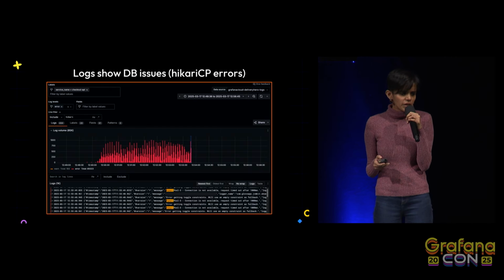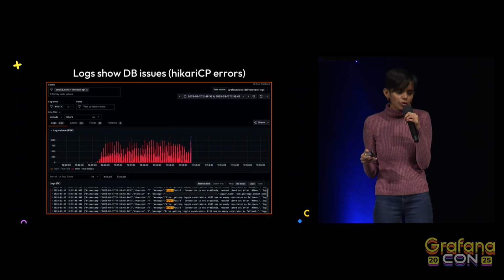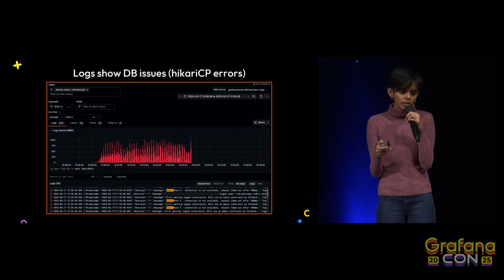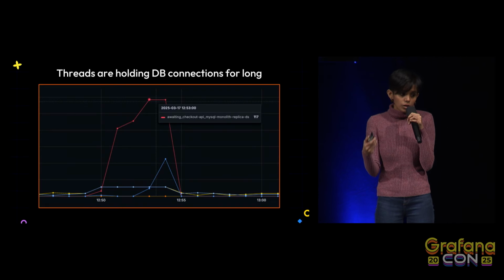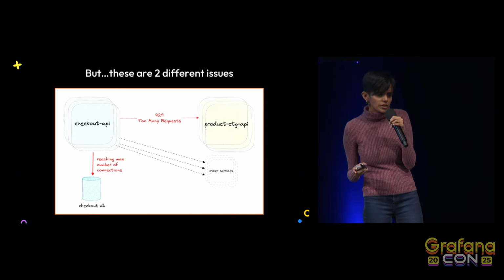We see most of the errors were pointing to the Hikari connection pool. Again, weird, because we didn't have anything related to the database going on, but it clearly showed that the application was failing to get connections from the connection pool. We check further the metrics for Hikari. We see a lot of threads are waiting for connections. So these seem like two different issues.